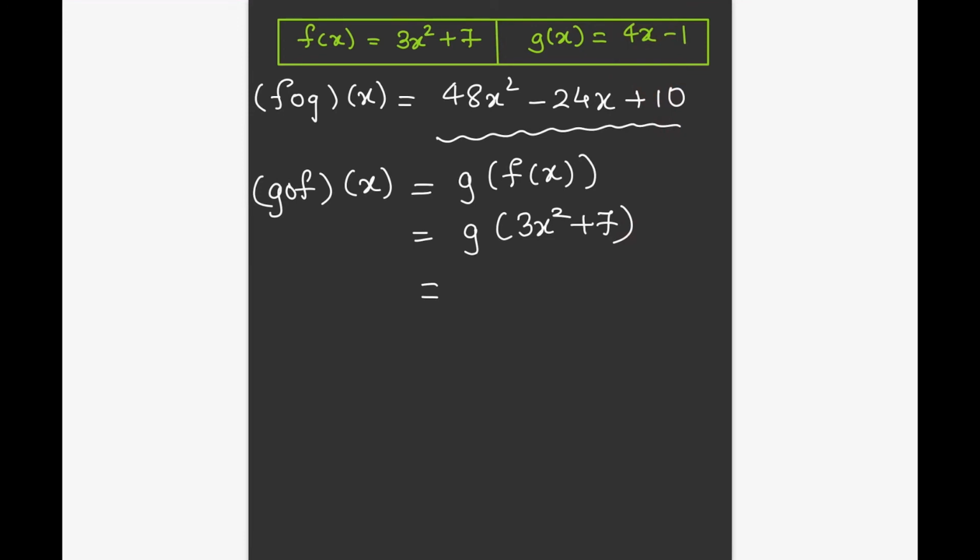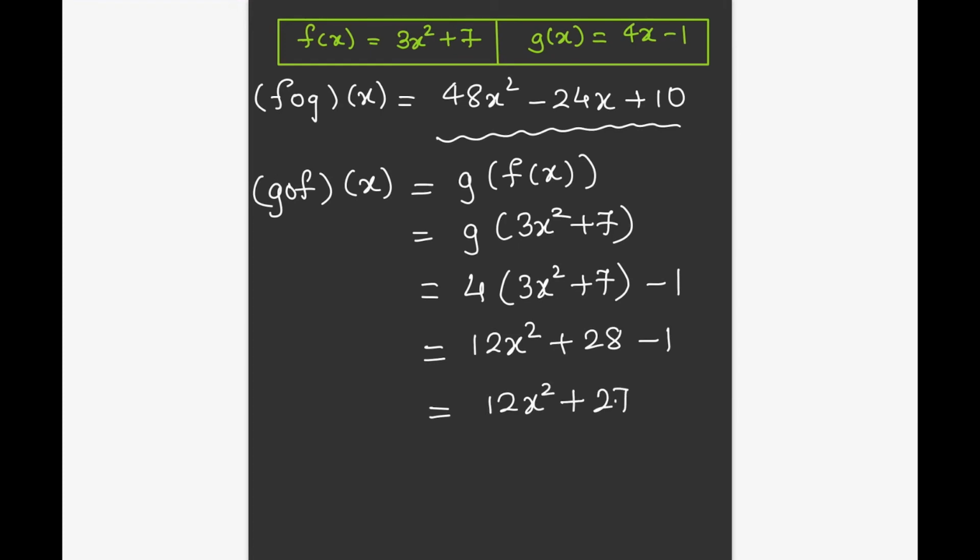So I will get 4 times (3x squared plus 7) minus 1. If you use the distributive property on 4, 4 times 3 will give you 12x squared plus 28 minus 1, and your answer will be 12x squared plus 27, and this is my g o f of x. Alright, so this is one example on composition.